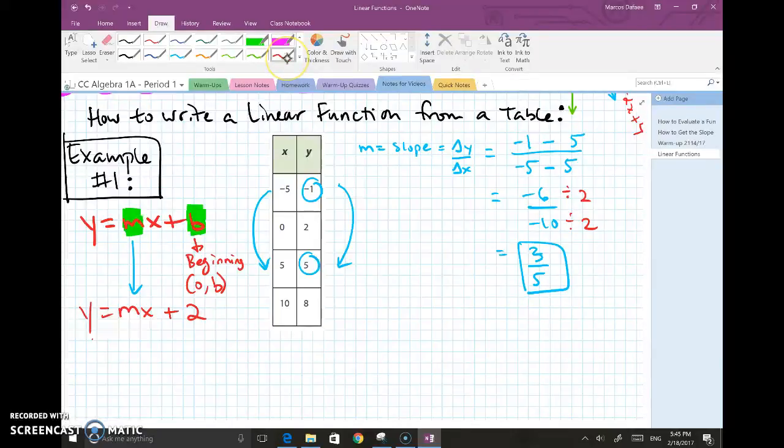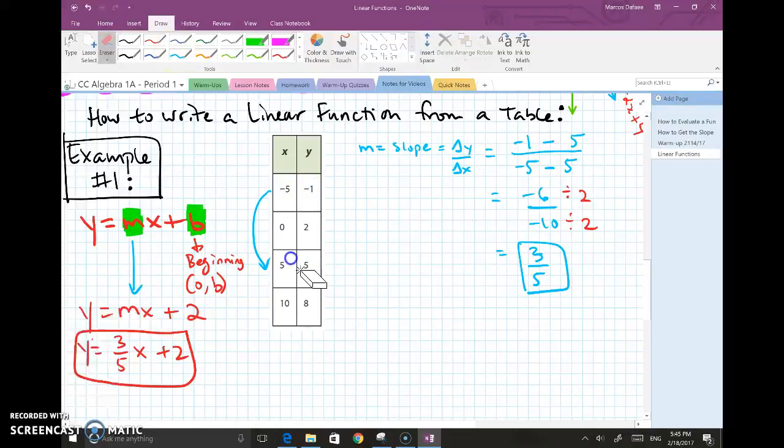So if I rewrite it, I get y is equal to 3 over 5, x plus 2. And with that, my function is completed, and that's the end. But there's one more thing I want to show you. I want to show you that this 3 over 5 can be gained by using any other number from this table that you want.